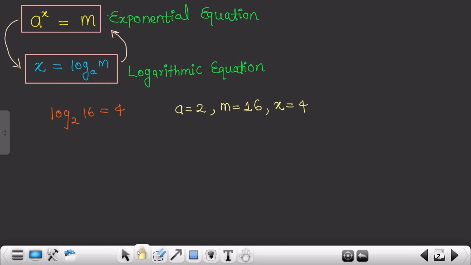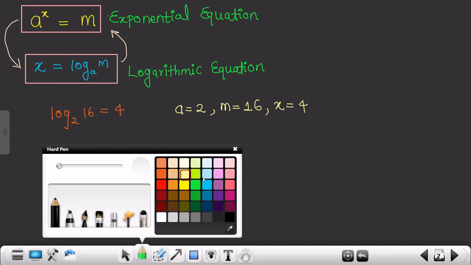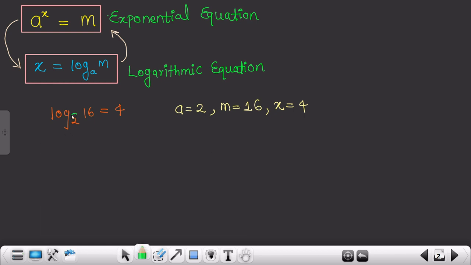Now we just adjust this 2 over here and this 4. As you can see, this is in the exponent form with respect to 2, or this is like 2 raised to 4. Since our a is 2, we write it in this way: 2 raised to 4, which is equal to 16. So this is your exponential form. I hope you are getting me.